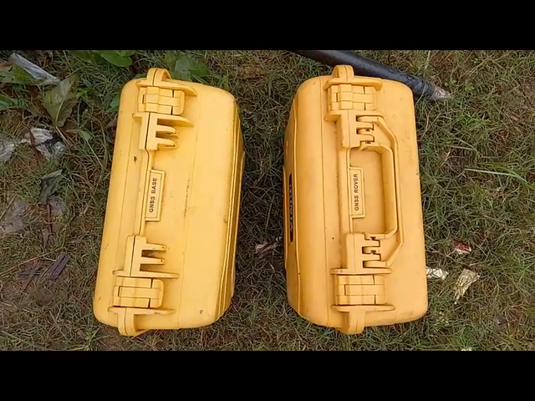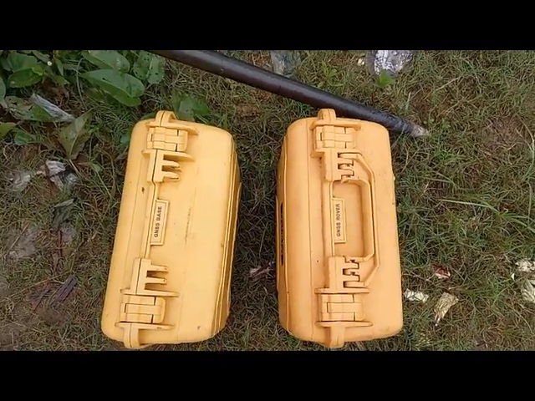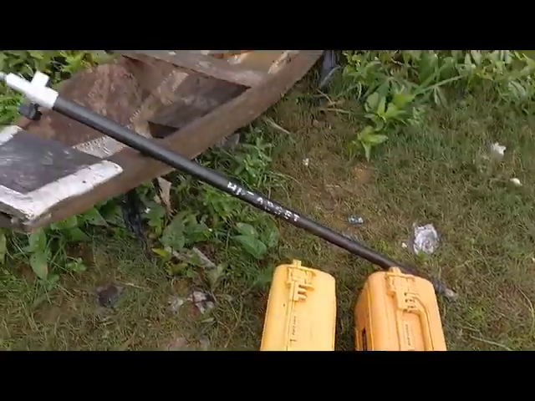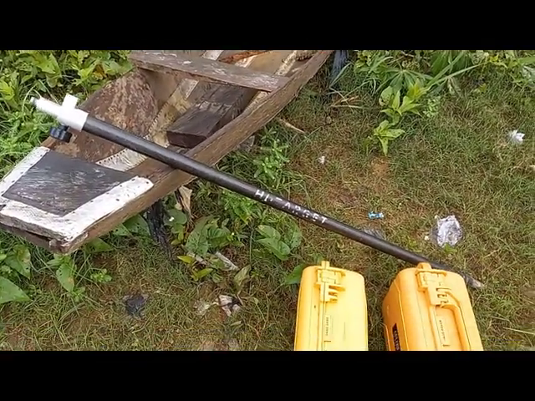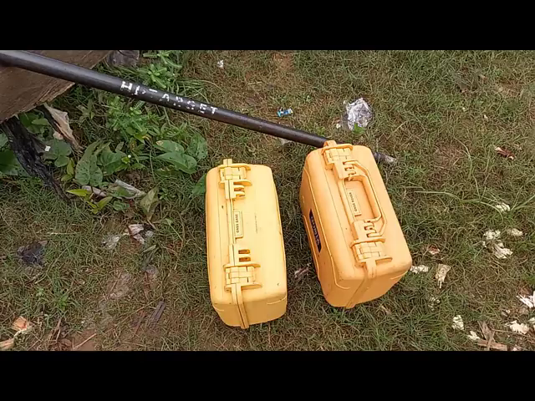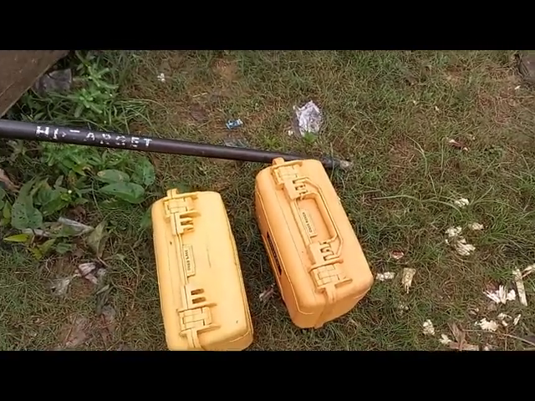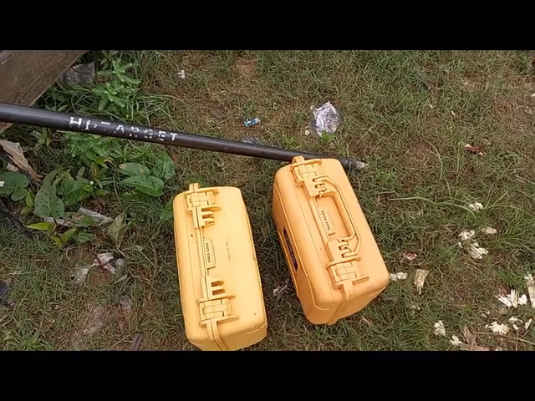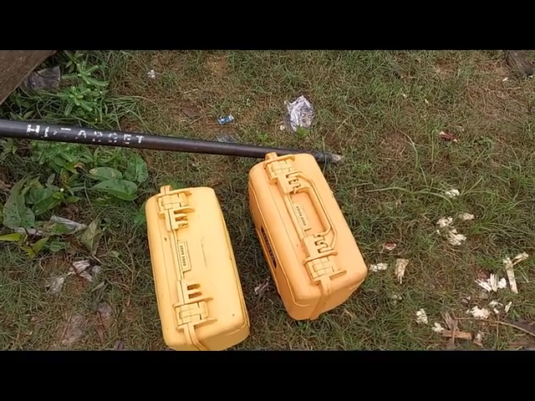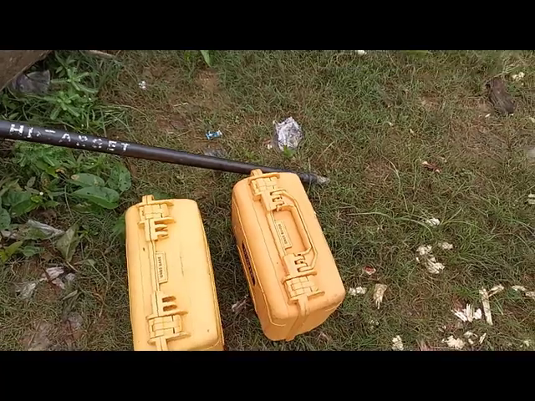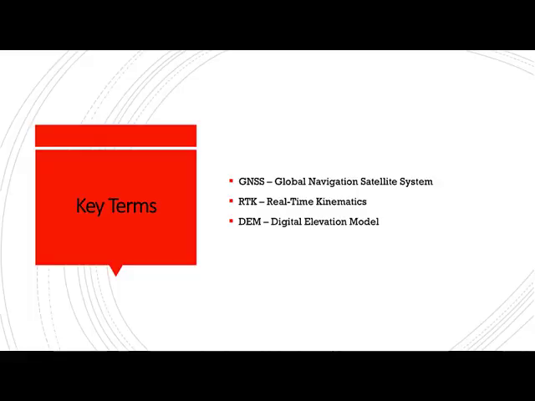So you'll see two boxes in this video. These two boxes may look similar, but they are actually different. On these two boxes, the label on one is written GNSS base and the other one is written GNSS rover.